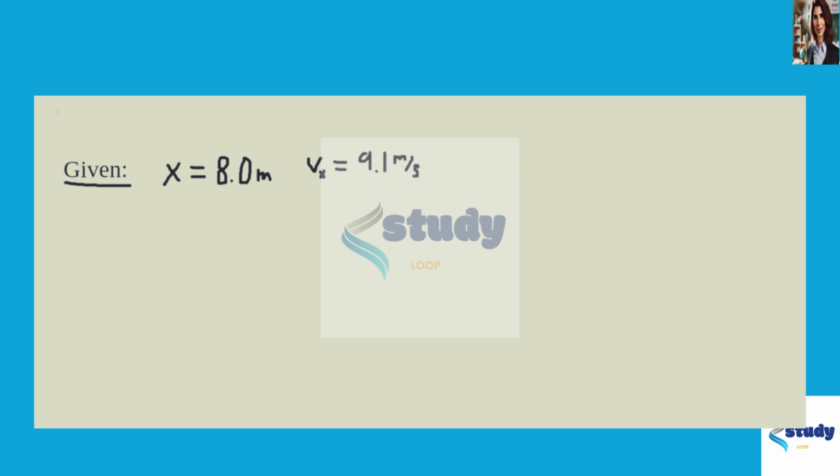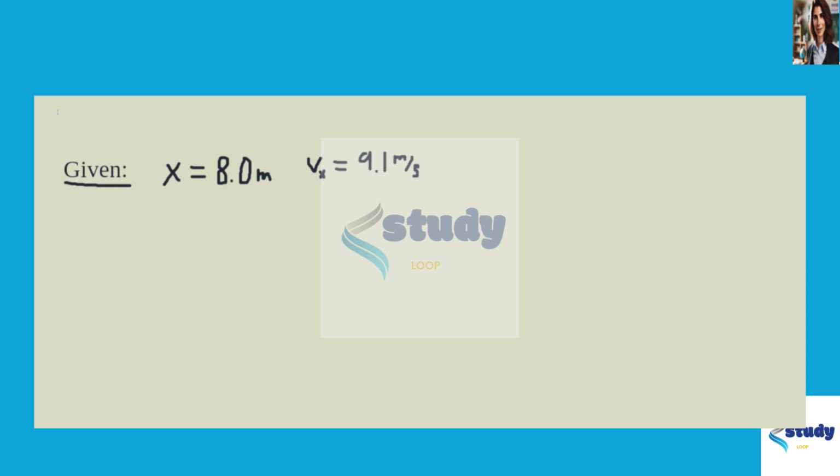Our question says that an Olympic long jumper is capable of jumping 8.0 meters. Assuming his horizontal speed is 9.1 meters per second as he leaves the ground, how long is he in the air and how high does he go? Assume that he lands standing upright, that is the same way he left the ground.